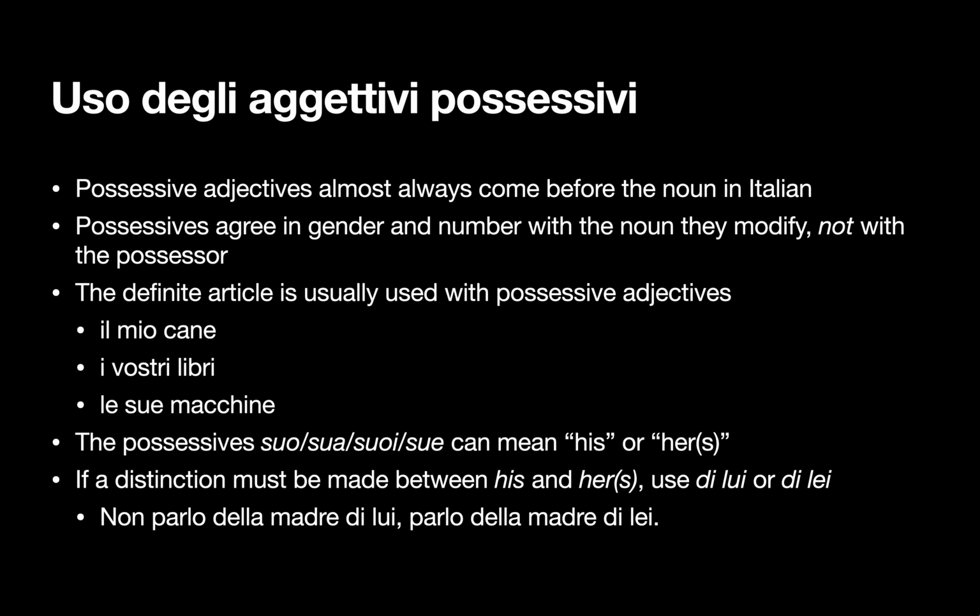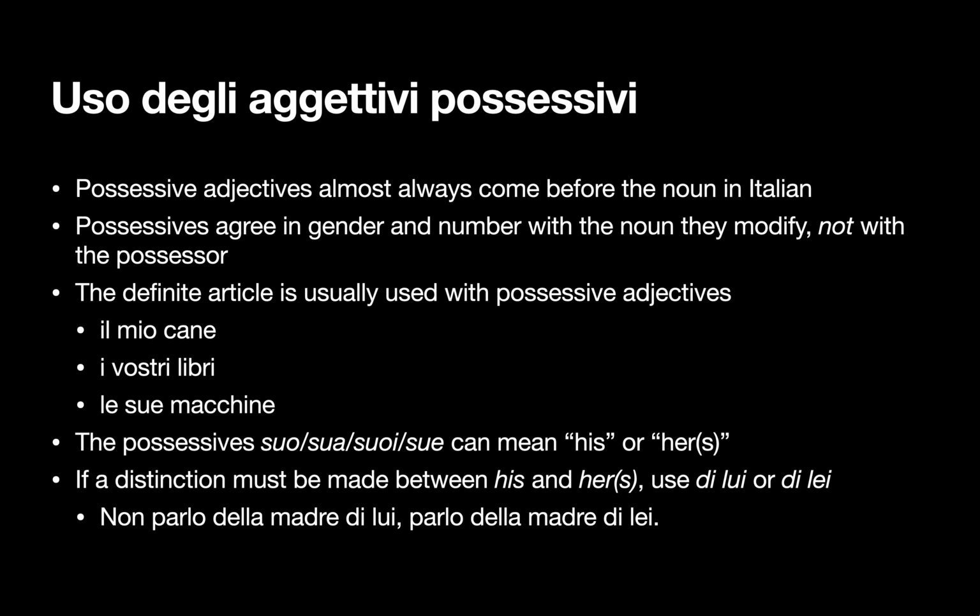So how do you use these? I know, again, that this is kind of overwhelming when you look at the table with all of the forms, but it comes together. So possessive adjectives almost always come before the noun in Italian. They agree in gender and number with the noun that's possessed, so not the thing that possesses it. So in English, we have his and hers and whatnot, and those agree with the person who possesses the thing. But in Italian, the only agreement is with the thing itself.